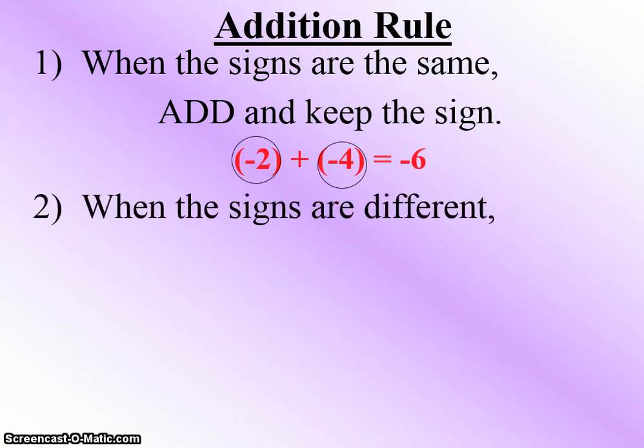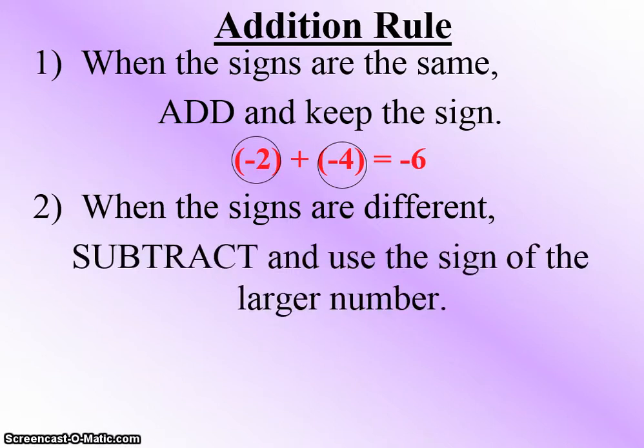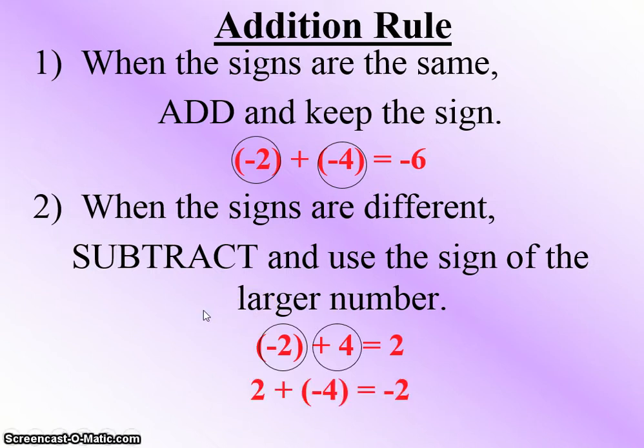Now, when the signs are different, we have to subtract and use the sign of the larger. An example of that would be -2 plus 4. Well, one's positive, one's negative. Subtract, you get 2. And the larger number is a positive 4. So, let's look at the next.